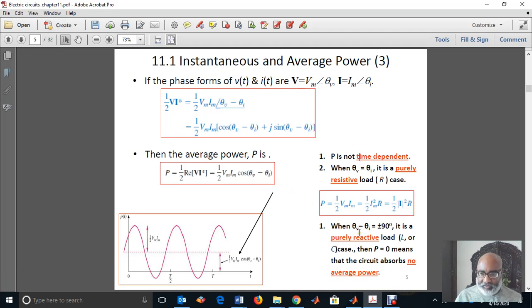And for the capacitive load also the same, theta V minus theta I is minus 90 because the current leads the voltage for the capacitive load, for the capacitor case. Then again cosine of minus 90 degree is 0. Then P is equal to 0, means that the circuit absorbs no average power.